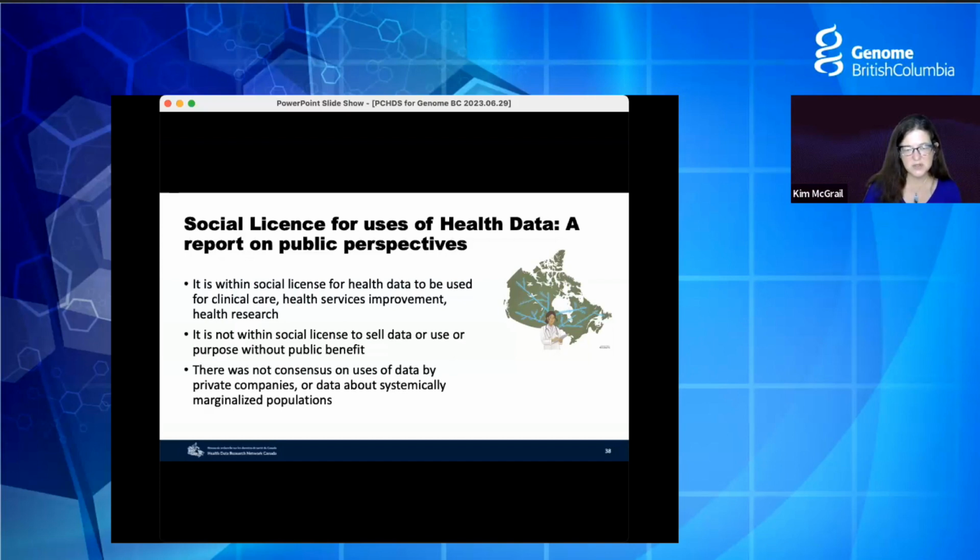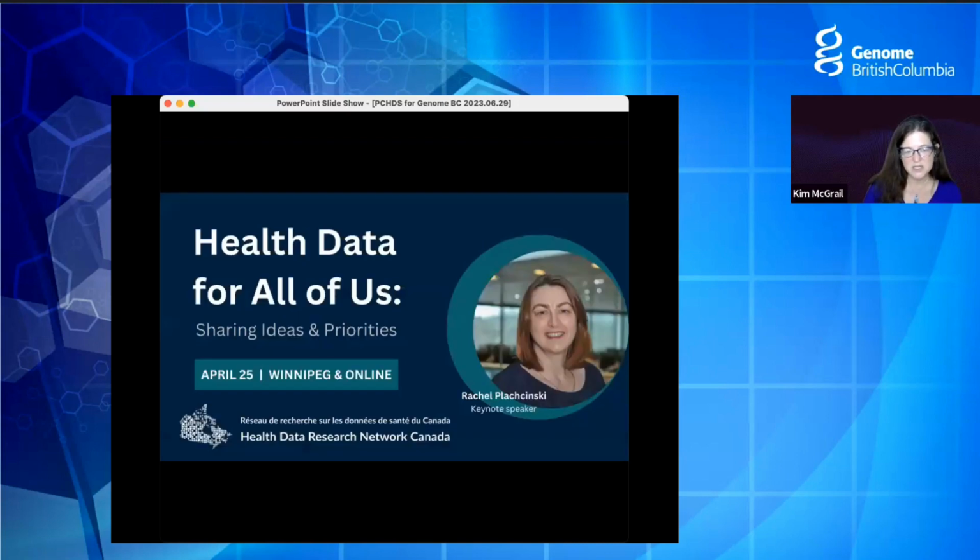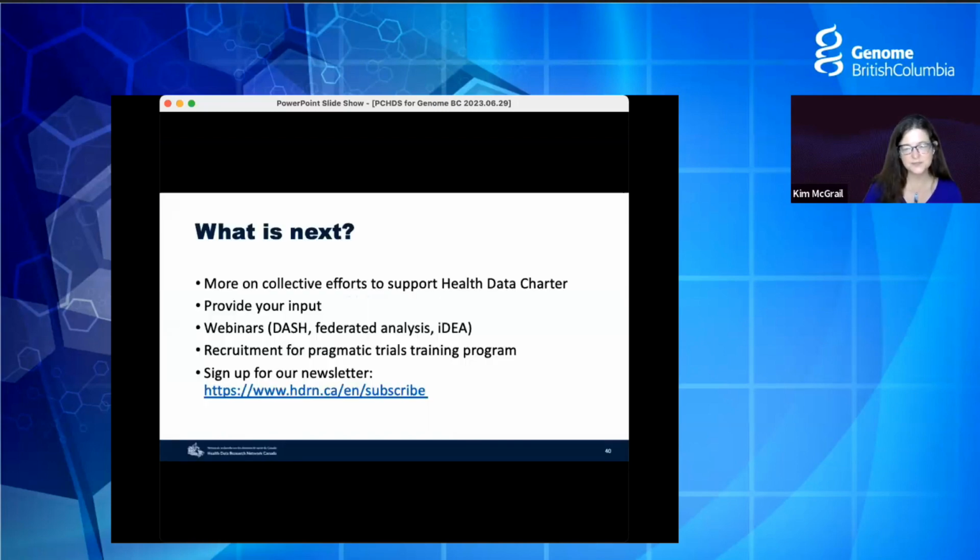So there's lots more to do in this, and it relates to that part of the health data charter where we say we really need to include the public in ongoing conversations. This is just a note that we had a Health Data for All of Us public hybrid event. If you're interested, Rachel Plachinsky gave a great talk about patient involvement and how that has changed some health data practices and health research practices. These are online on the Health Data Research Network Canada YouTube channel.